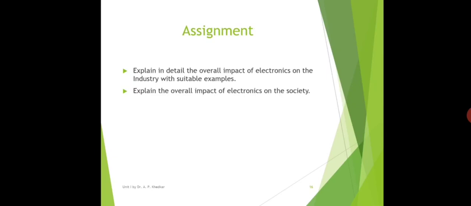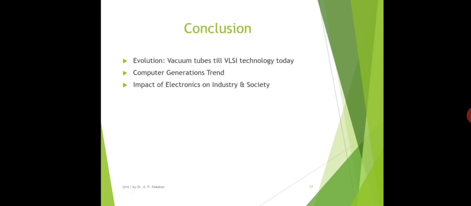There is one assignment for you. Two questions are there. First, explain in detail the overall impact of electronics on the industry with suitable examples. And second, explain the overall impact of electronics on society. So I conclude what we studied today, that is the evolution of electronics right from vacuum tubes till VLSI technology today. Then we have seen the parallel change in the computer generations and the overall impact of electronics on industry and society. Thank you.